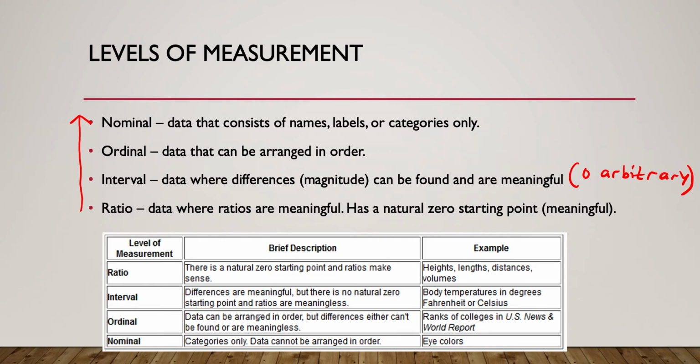Ordinal, that's the data can be arranged in order, but the differences either can't be found or are meaningless. So ranks of colleges in the United States News and World Report, also something like zip code, for example. Nominal is a category only. Data can't be arranged in any order. Something like an eye color, dress color, that type of thing.